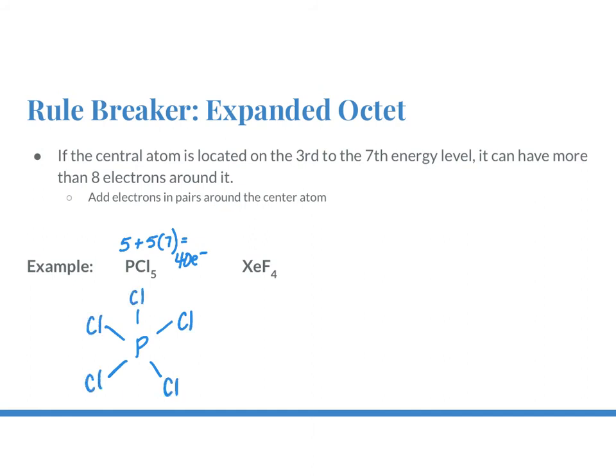And then I will make sure that everyone is good with their octet. Now, obviously, right away, phosphorus has 10 electrons in its bonds that it's connected to, and that is more than my octet rule allows. So just keep in mind that since it is located on the 3rd to 7th energy level, that is okay. But I'm going to make sure everyone else is good with their octet. So each of my chlorines is going to need 6 more electrons added as pairs.